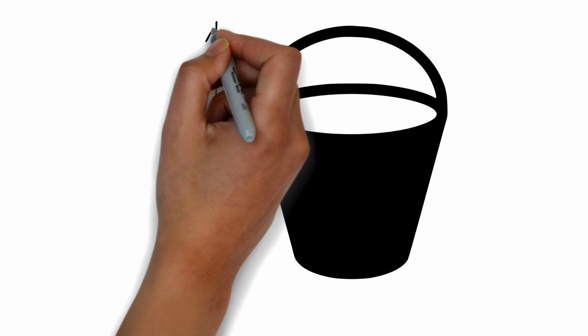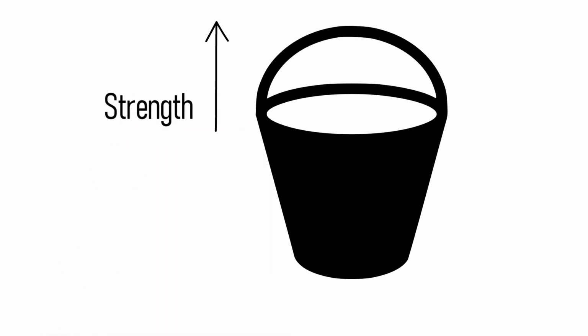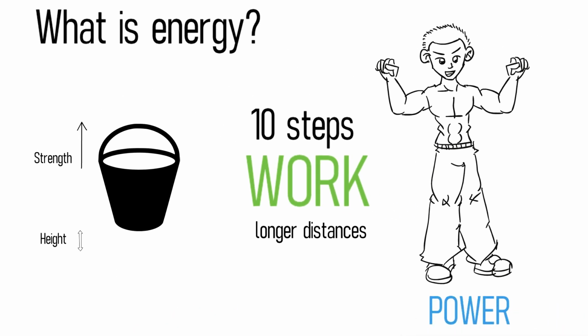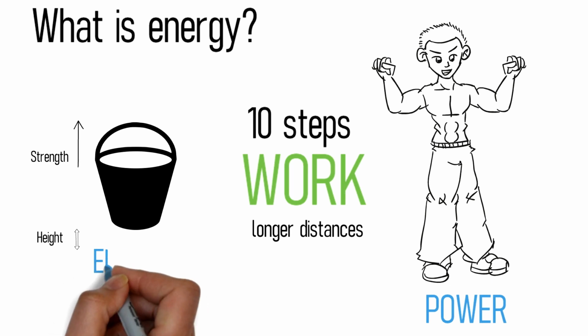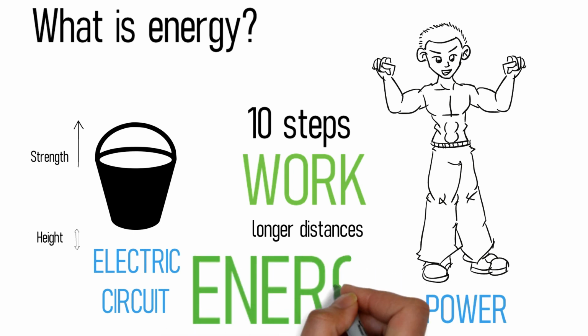This means also that power in this example has two components: the amount of strength you exerted and the height the bucket is lifted. In an electrical system, the power is you. The electrical circuit is the bucket full of water, and the total distance you walk carrying the bucket multiplied by the power you exerted is what we call energy.